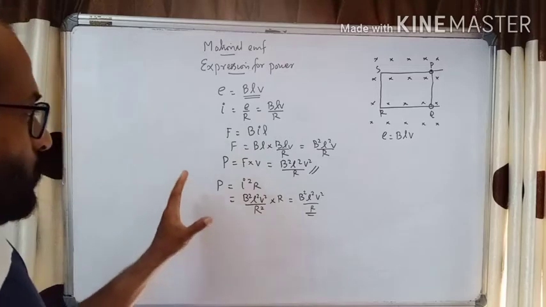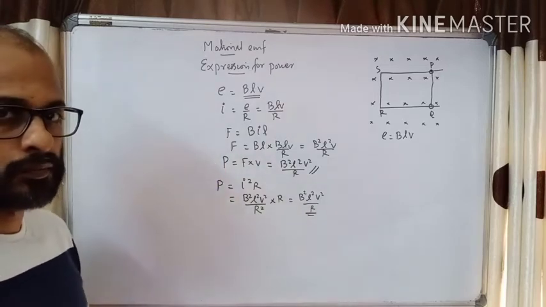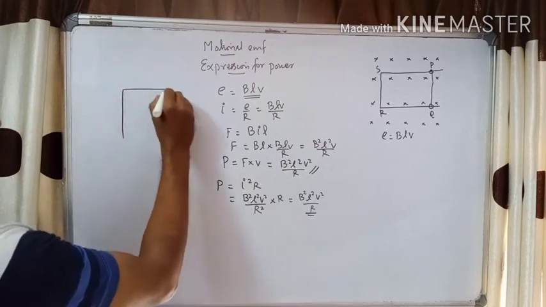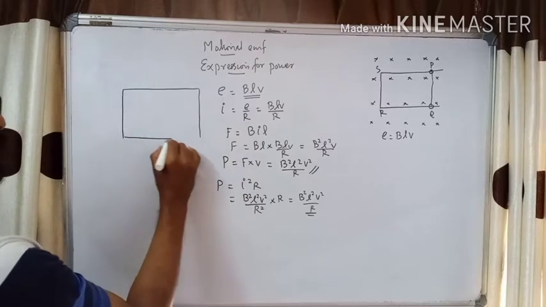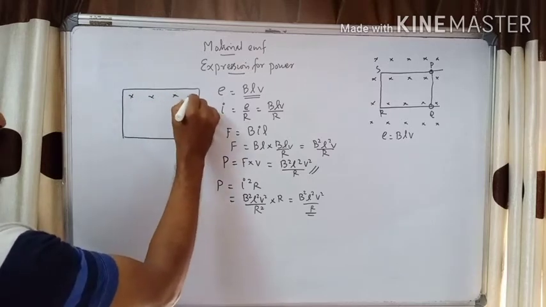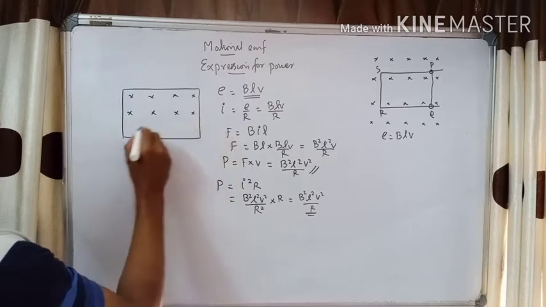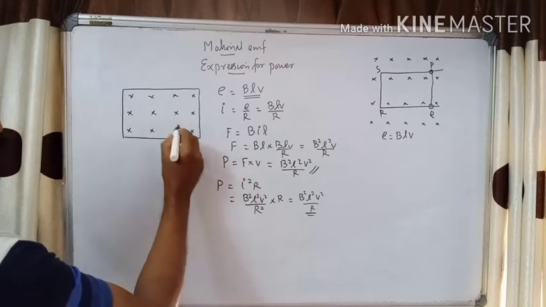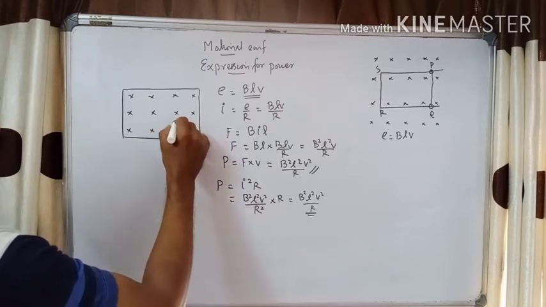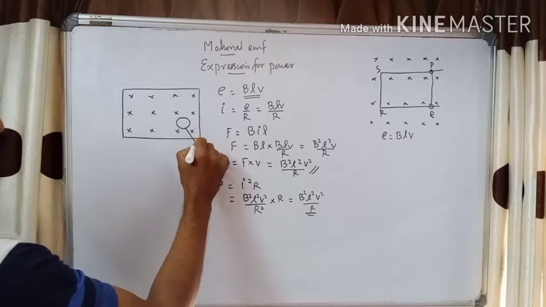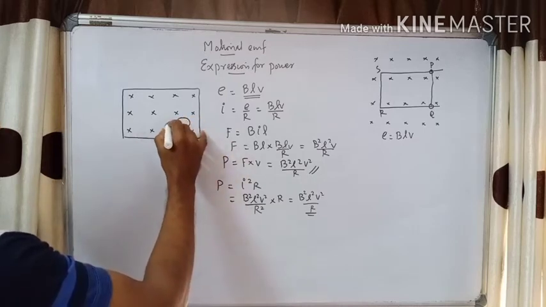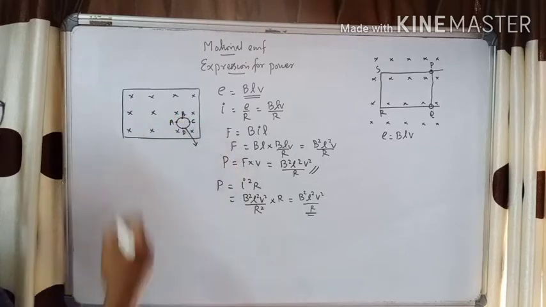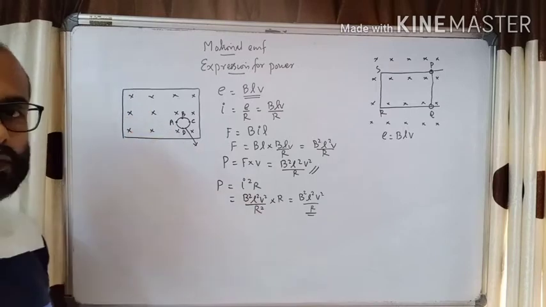Now we will see a few problems related to Lenz's law. Say we have a region of magnetic field, directed into the page. In this region, suppose we have a circular loop. I can give a name for the loop, A, B, C, D. Say the loop is going outward.